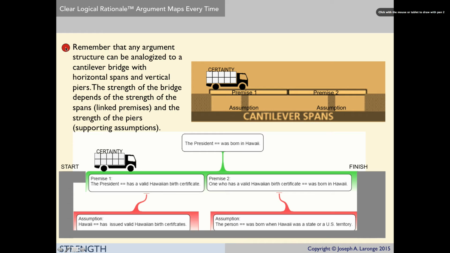Remember also that any argument structure can be analogized to a cantilever bridge with those horizontal spans and vertical piers. And the strength of the bridge depends on the strength of the spans and the strength of the piers. The same applies to the logic bridge, which is when I'm trying to determine how certain I am about this premise, for example, 1, that determination has to be made while also considering any assumptions that support it. So when I'm determining how believable a linked premise is, I have to consider how believable is any assumption underneath it. And of course, if it's a necessary assumption and you conclude that it's false, then any premise that this assumption supports will also be false.